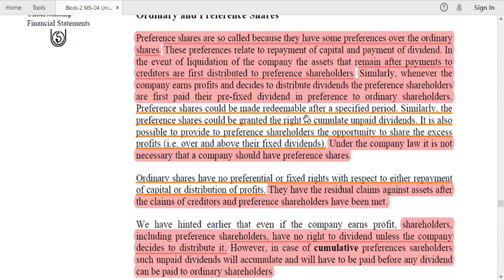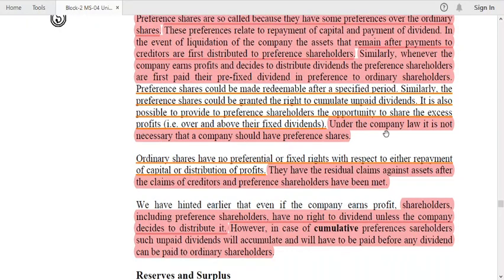Preference shares could be made redeemable after a specific period, and there are various types of preference shares. Redeemable preference shares, and a share in the profit can also be given. There are various types of preferences that can be seen in the other chapters. Similarly, preference shares could be granted the right to accumulate unpaid dividends, that is cumulative preference shares. It is also possible to provide preference shareholders the opportunity to share the excess profits.